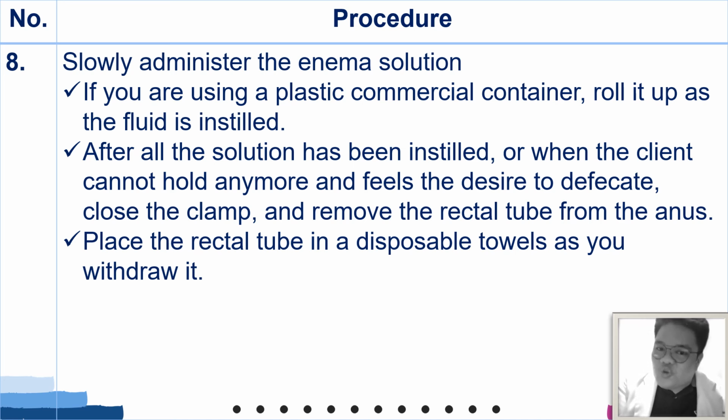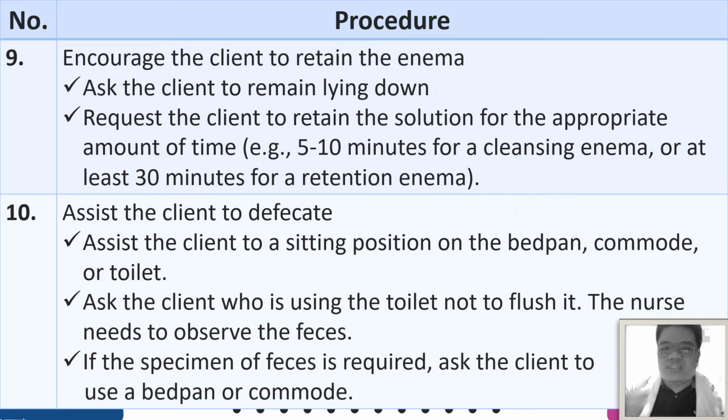So place the rectal tube in a disposable towel as you withdraw it. And then, encourage the client to retain the enema, okay, until, class, you will have the effect. So ask the client to remain lying down if they still don't have the urge. Then request the client to retain the solution for the appropriate amount of time. That would be 5 to 10 minutes for a cleansing enema and at least 30 minutes for a retention enema. Then assist the client to defecate, especially if you're dealing with an old adult patient who may have problems in ambulation.